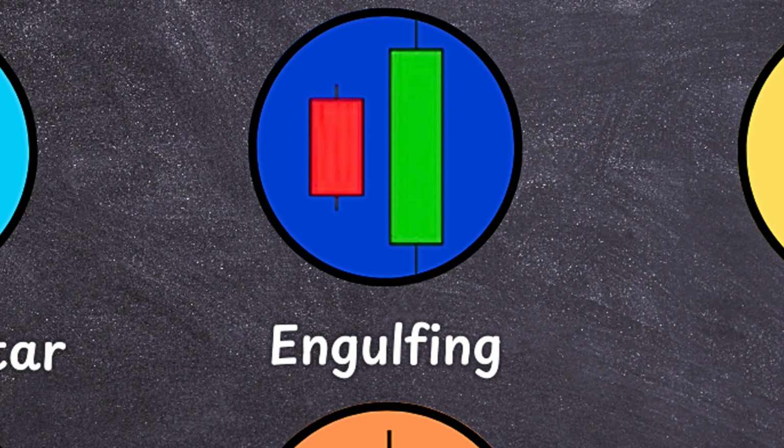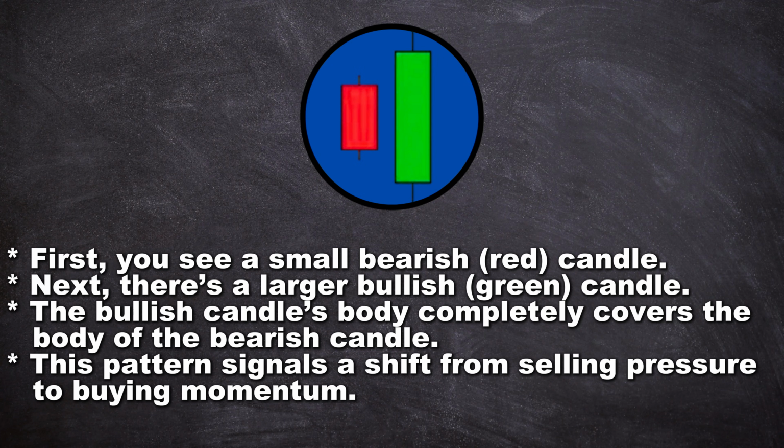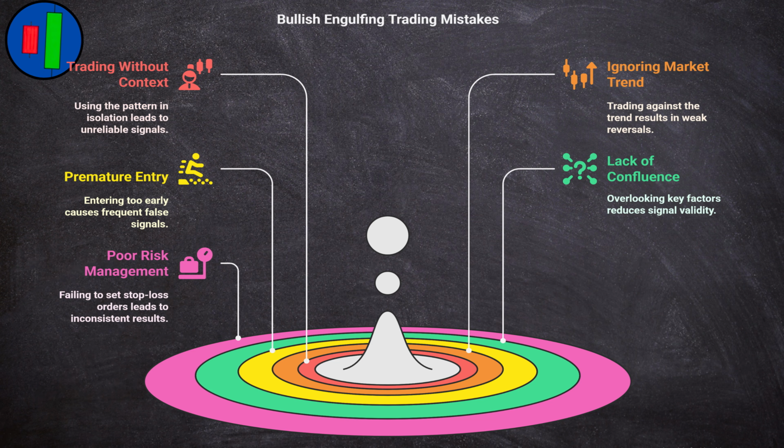The bullish engulfing pattern consists of a small bearish candle followed by a larger bullish candle that completely engulfs the previous candle's body. The common mistakes include trading without context. Using the pattern in isolation without additional confirmation is problematic. Bullish engulfing patterns only succeed approximately 55 to 63% of the time.